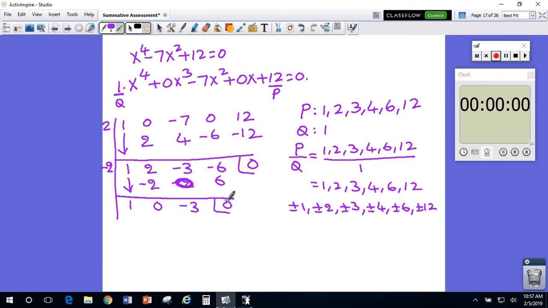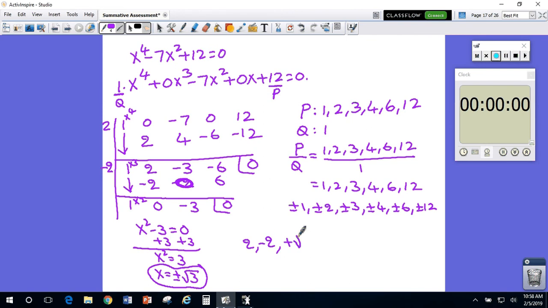So this is x to the fourth, this is x cubed, this is x squared, right? So we got x squared plus 0 times x, which we did not write, minus 3 equals 0. So add 3 on both sides. x squared equals 3, x equals plus or minus square root of 3. So what are those 4 values? We got it now: positive 2, negative 2, positive square root of 3 and negative square root of 3.